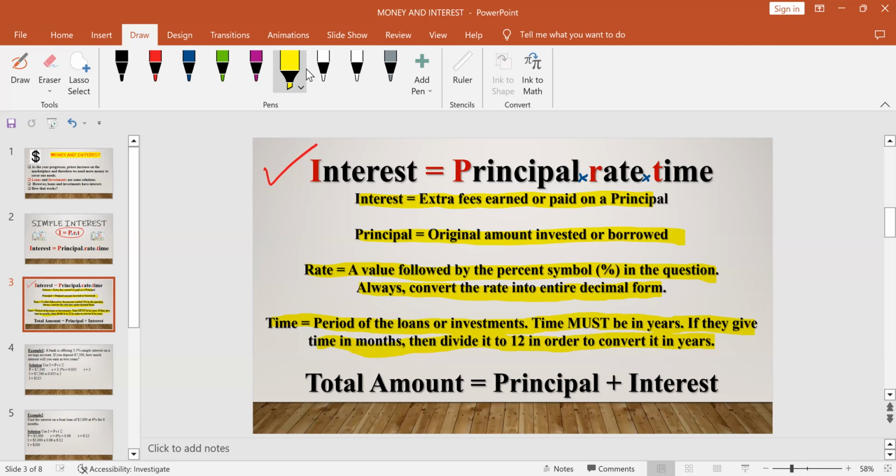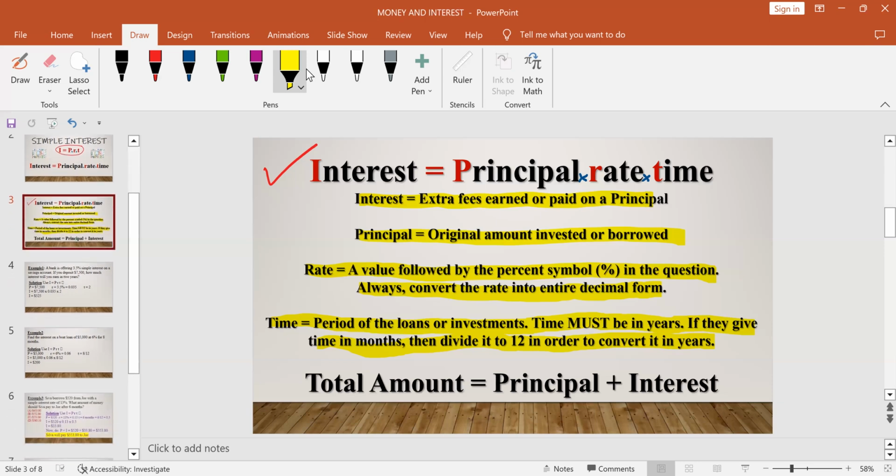Sometimes they can give you the time in days. If they give you days, you take that value and divide by 365. Why do we divide by 365? Because in 1 year, we have 365 days. We know that sometimes we have 366, but for this calculation, we use 365. Also, when they give you the time in weeks, you have to divide that value by 52. And why do we divide by 52? Because in 1 year, we have 52 weeks.